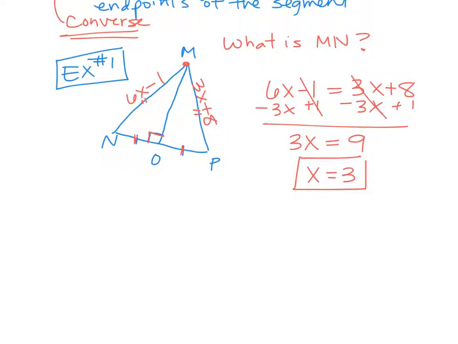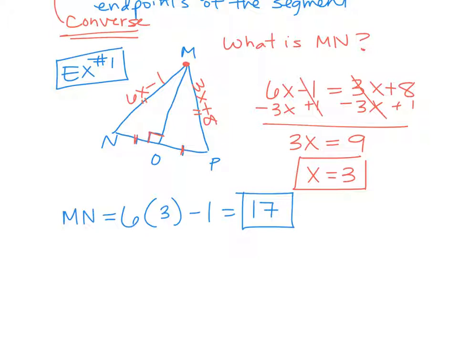17, right? So you would take 6 times your x value minus 1, or 17 for the length of MN. Okay, set them equal to each other.